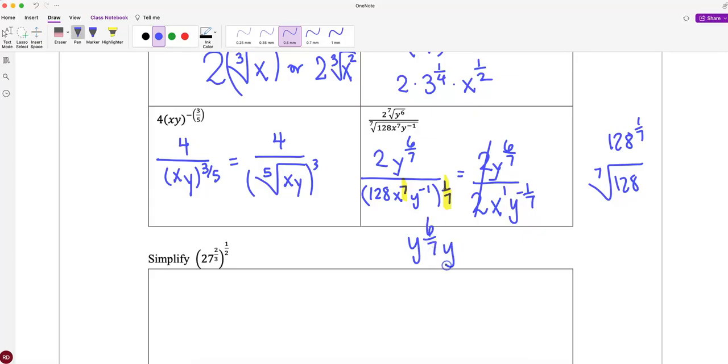Move this y to the negative 1/7 up top over x. Add those exponents. 6/7 plus 1/7 is 7/7, or 1. This answer is just y over x.